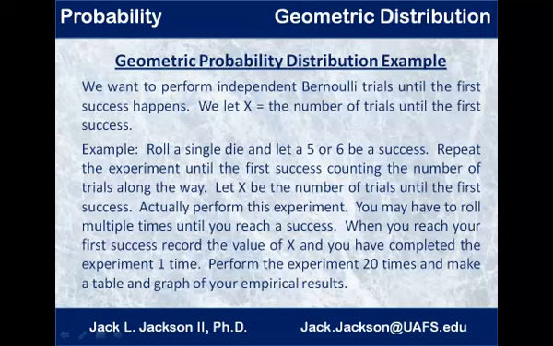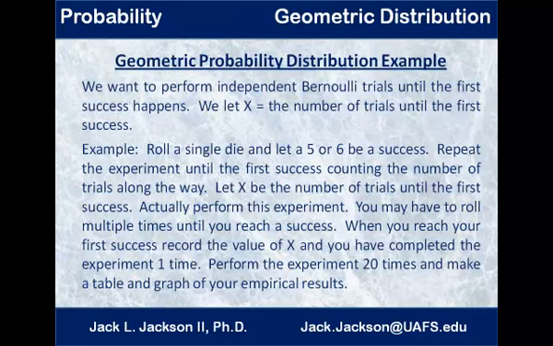So here we are for a geometric distribution. We want to perform independent Bernoulli trials until the first success happens. We let x be the number of trials until the first success. So notice we don't know ahead of time how many trials we're going to make. We do know how many successes we're going to have. Exactly one. The last one we try is a success, then we stop.